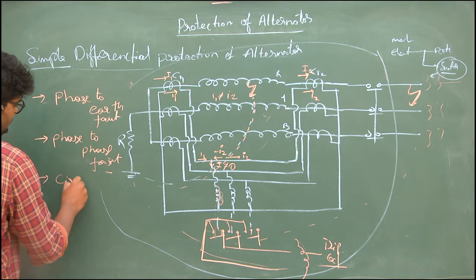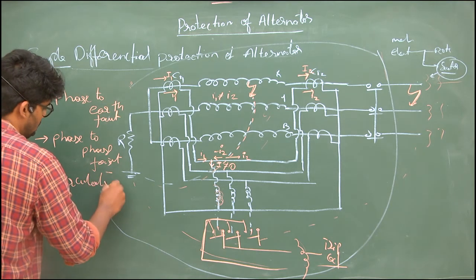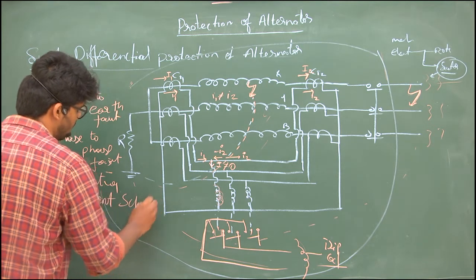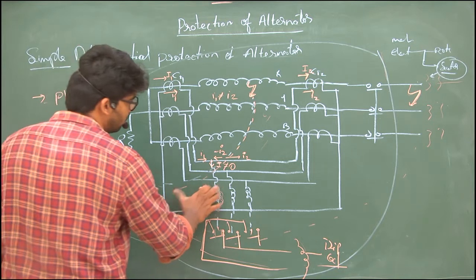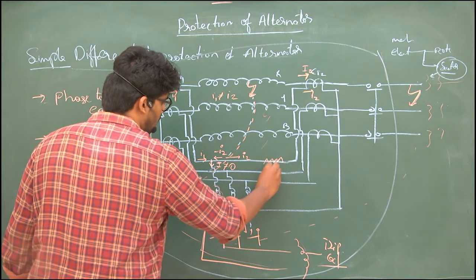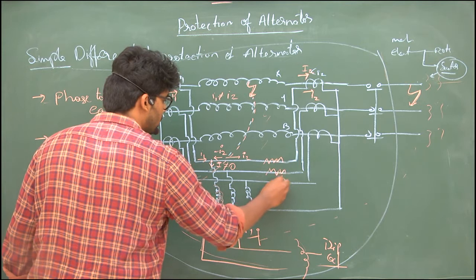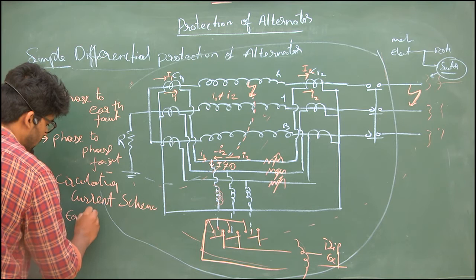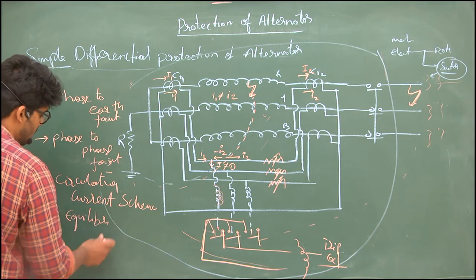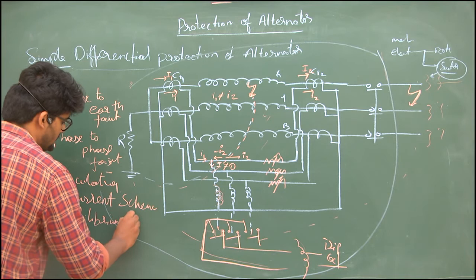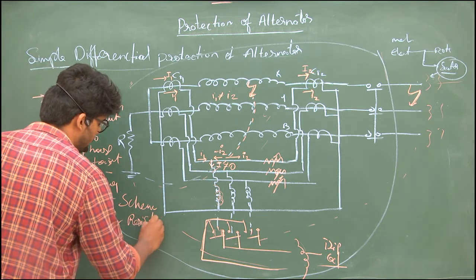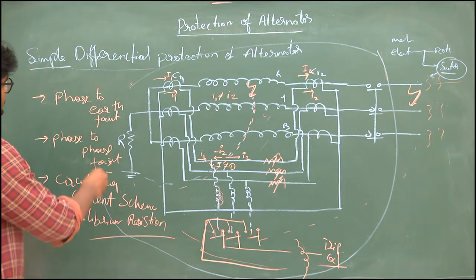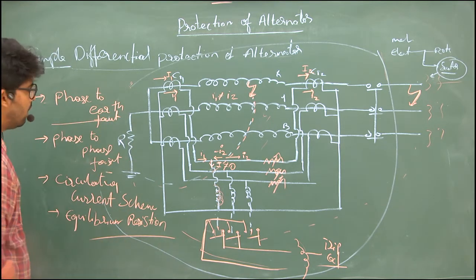So in the circulating current scheme, this will operate. And one more thing, to maintain the equilibrium, we use equilibrium resistors to maintain the potential. So equilibrium resistance will be given. Okay, these are the main fundamental things for the differential protection relay. Now we dealt with phase to earth fault. Let us see phase to phase fault.